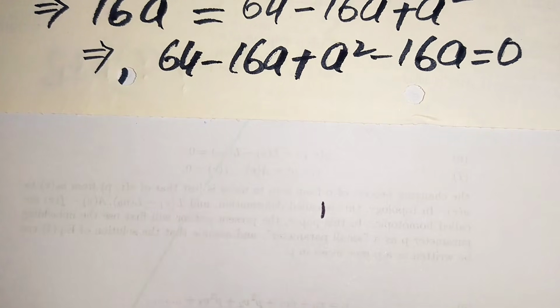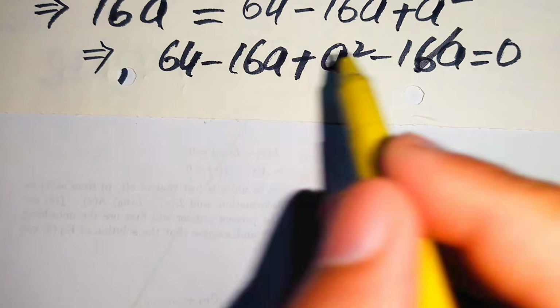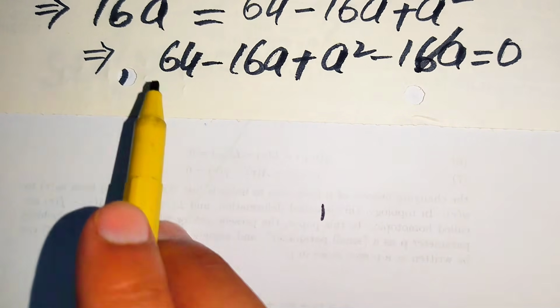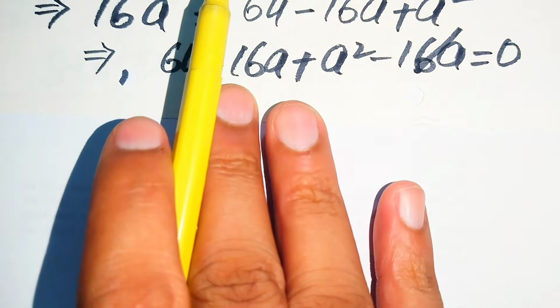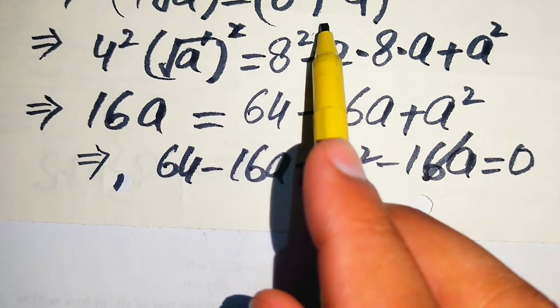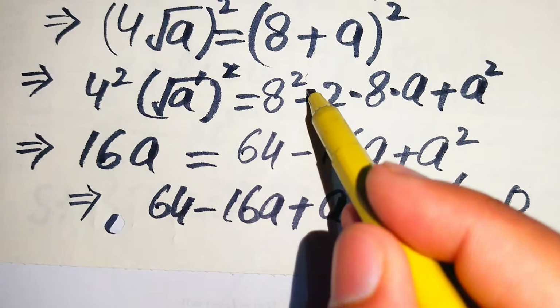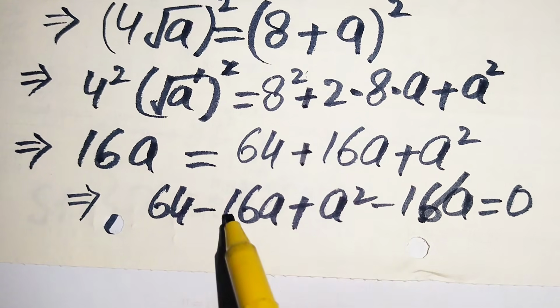And now in the next step we need to add or subtract the like terms. So you see that this is minus 16a, this is, sorry, we have a little mistake. You see that this is the positive formula. Okay, this is the positive formula, so this term becomes positive, and this is also positive.